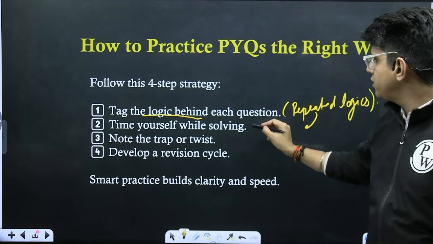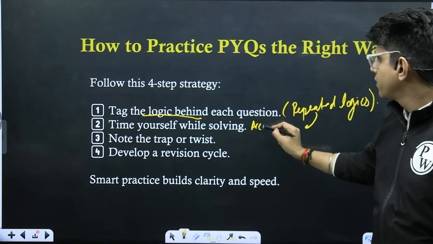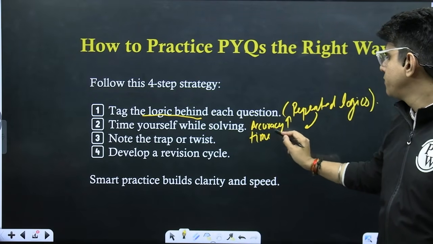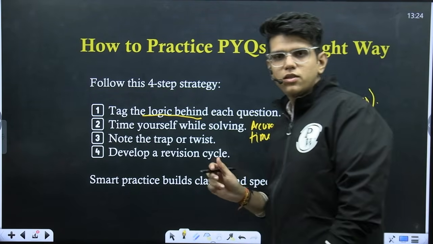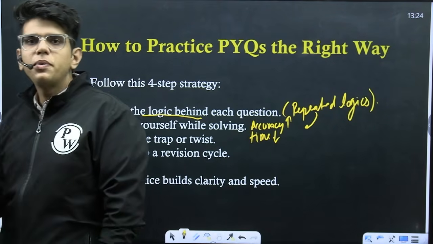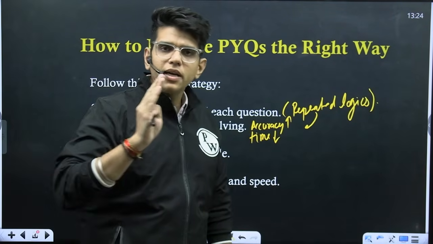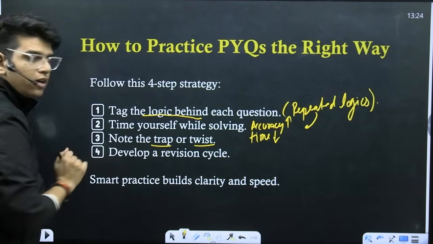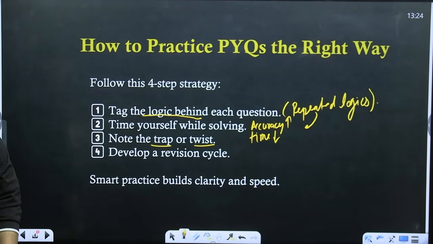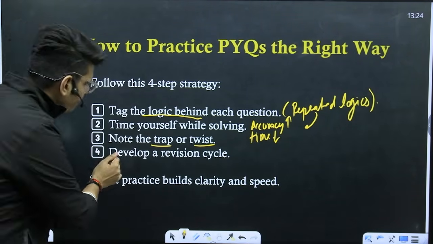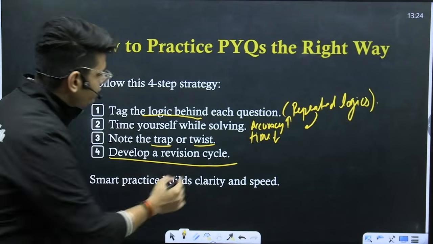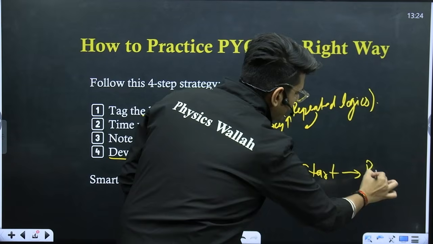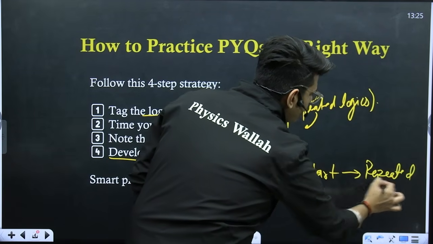So this will increase your accuracy, and this will decrease your time taken per question. Okay, please mind, repeated logic doesn't mean the question will be exactly same. If there are any traps or twists, you should give extra attention to those. After that, develop a revision cycle. Every revision cycle should start with what? Repeated pattern questions.